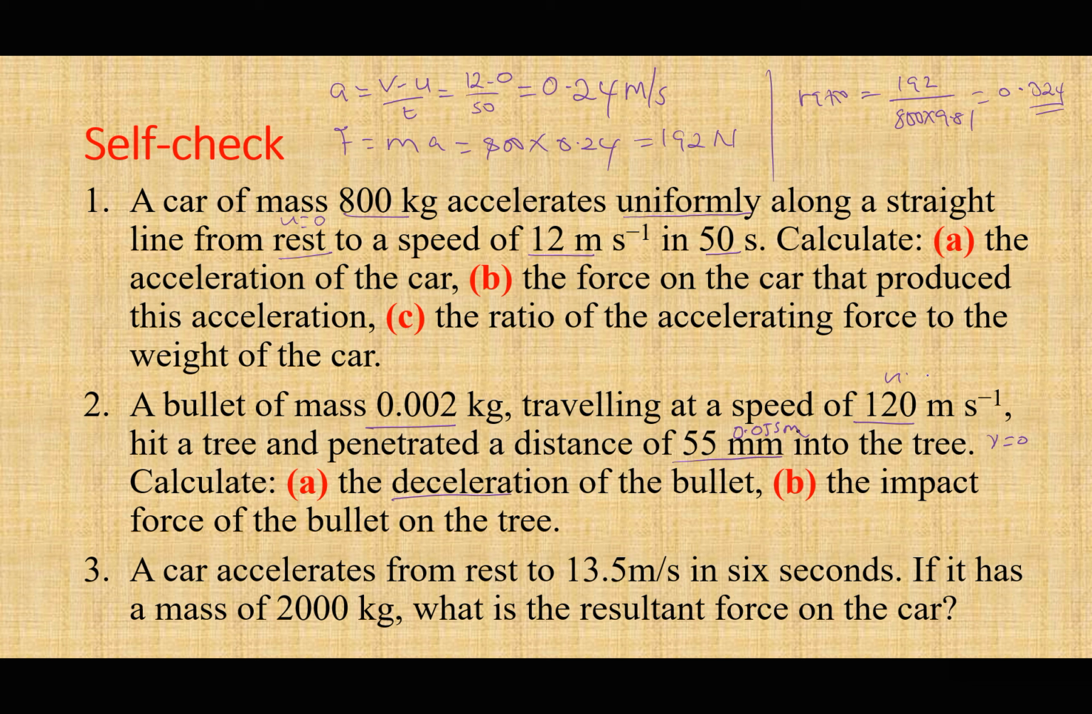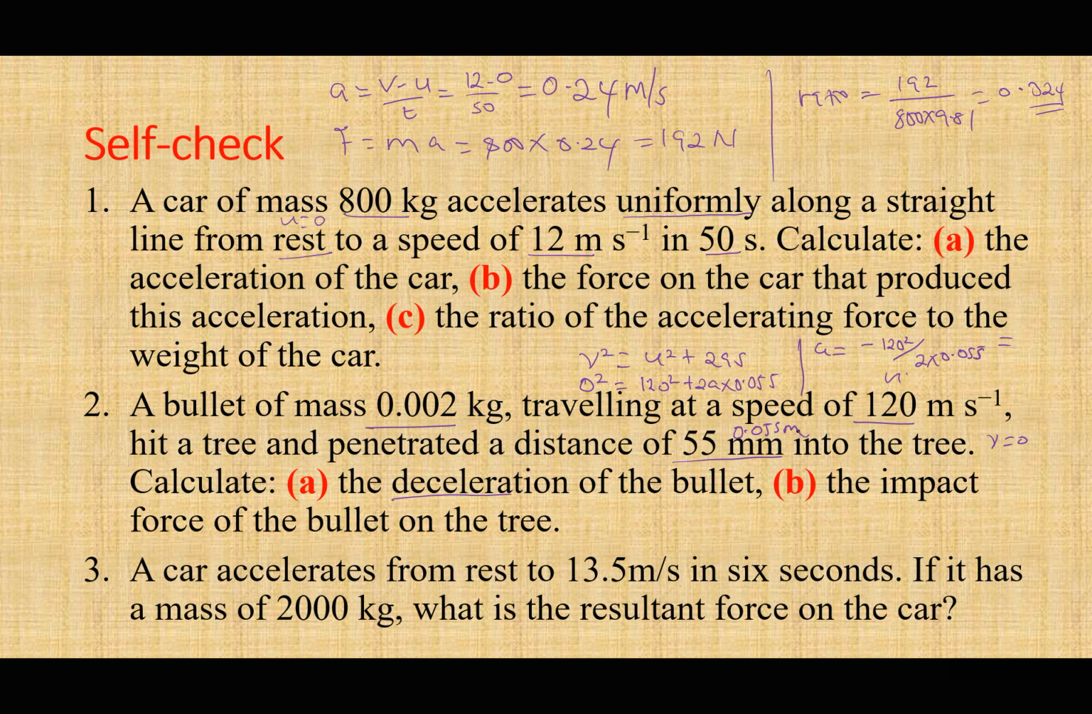So you have two options. You can use v squared equals u squared plus 2as, assuming the acceleration is constant, or the deceleration is constant. So final velocity is 0 squared equals 120 squared plus 2 times the acceleration times 0.055. So it means the deceleration a is going to be equal to negative 120 squared divided by 2 times 0.055.